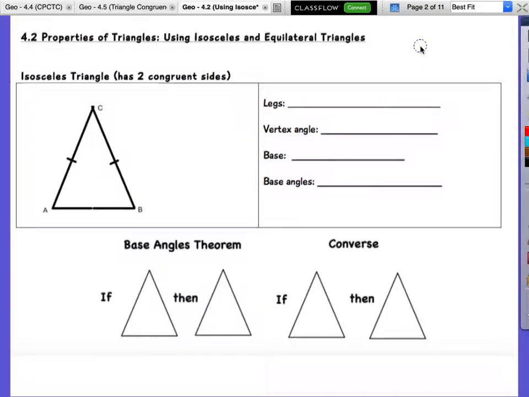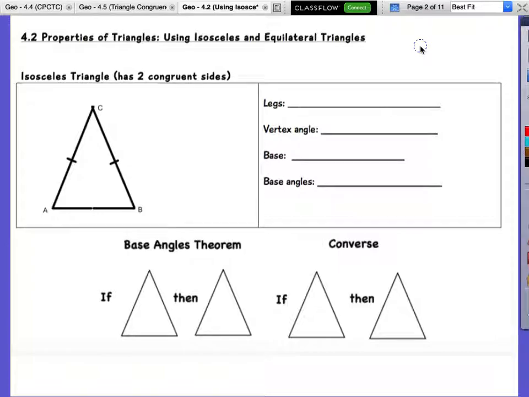on the 28th of this fine month of November, in geometry, which is this class, SWBA. What's SWBA stand for? Students will be able to. You guys as students will be able to, by the end of the period, use isosceles and equilateral triangles to find angle and side measures, which says it's 4.2. That's because it's our section 4.2.